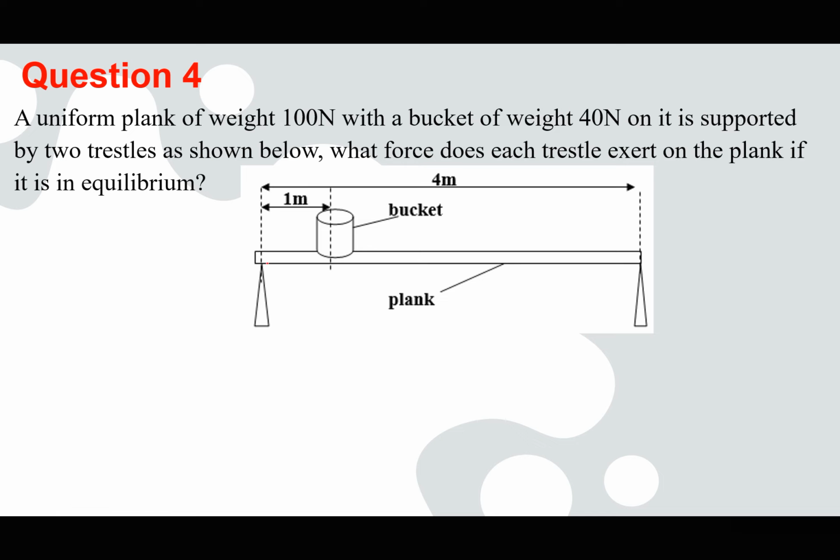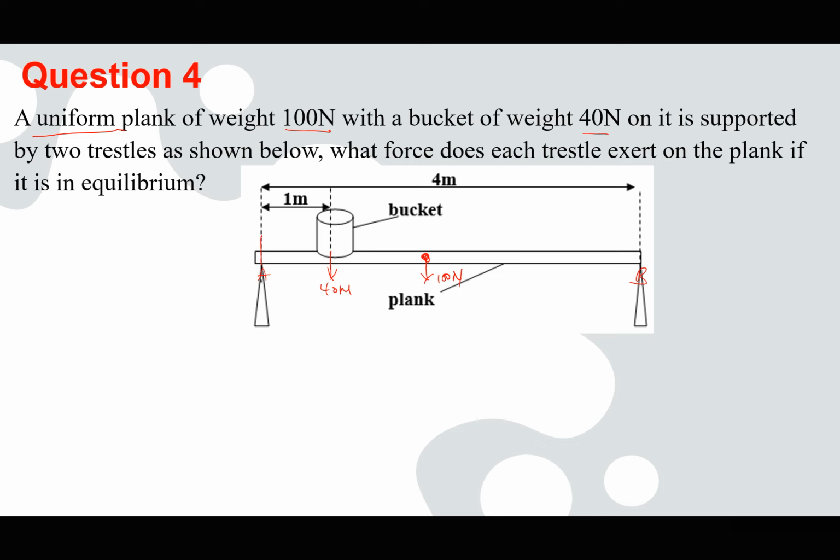We are going to call this trestle A. I'll call this one trestle B. And of course, there is a weight here which acts vertically downwards. The weight is 40 newtons, so that is 40 newtons. It is a uniform plank of 100 newtons. Because it's uniform, its weight acts at the midpoint. So we look for the midpoint and we shall put there 100 newtons. So these are the forces acting.